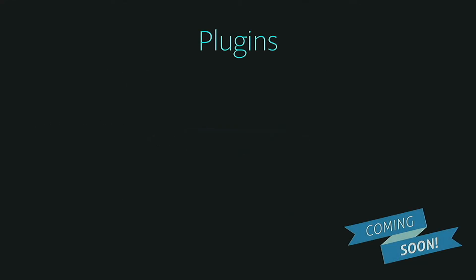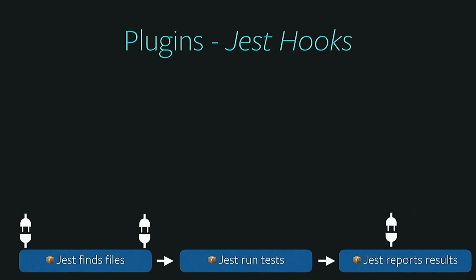And we're going to start looking at these plugins from 2 different perspectives. The first one is this Jest hooks idea. And the second one is the interactivity part. For the Jest hooks, let's look again at the lifecycle of a test run. And we can imagine that there are small extension points in that lifecycle where Jest will allow us to hook into and extend the functionality.